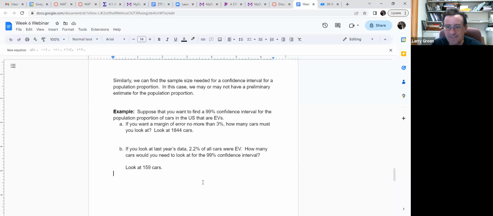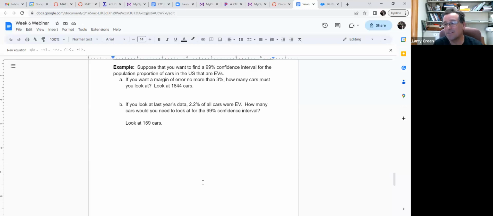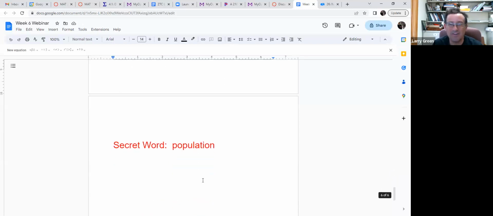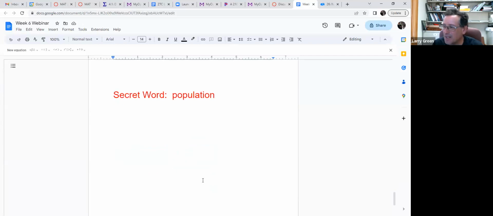So today was a little bit shorter than usual, but it's still not too short. We have our secret word. And the secret word is population, because you must refer to the population when you are interpreting the confidence interval. It's the population mean is between these numbers, or the proportion of all people is between these percents, or the population proportion is between the percents. So the word population is kind of an important word for this week.